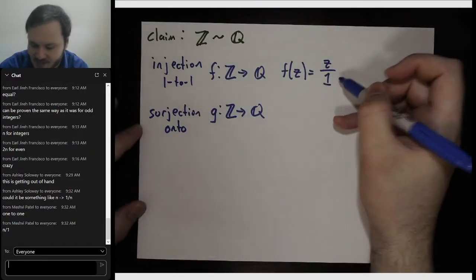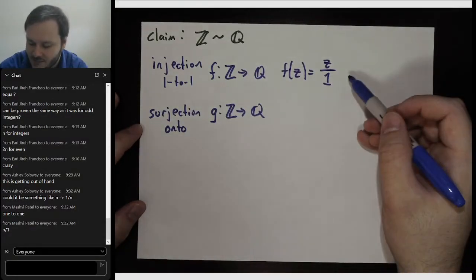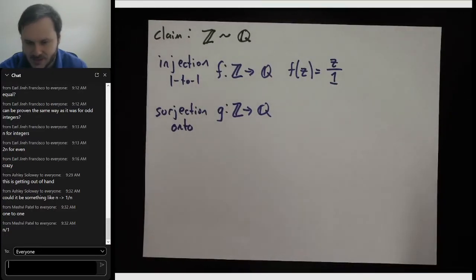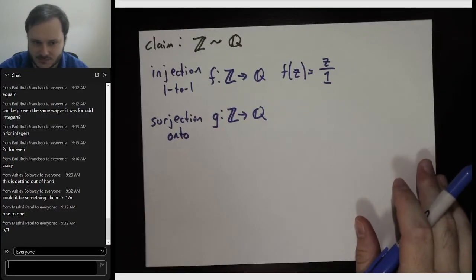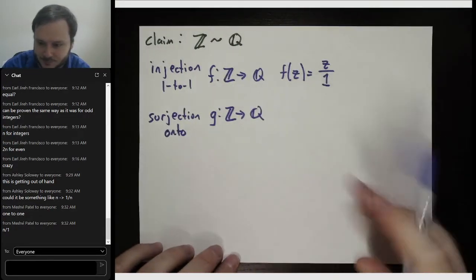So this one is nice and easy. This is an injection. It's one-to-one. If f of y is equal to f of z, then y over 1 is equal to z over 1. y is equal to z. We're good. Those are definitely an injection. The surjection is a lot harder.